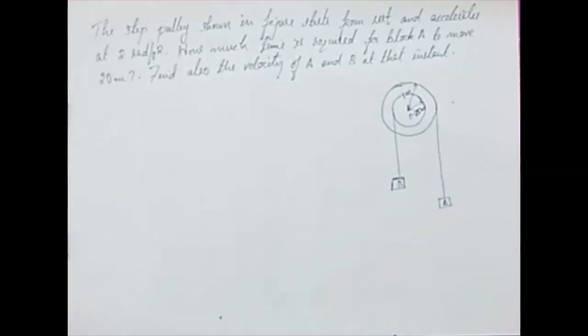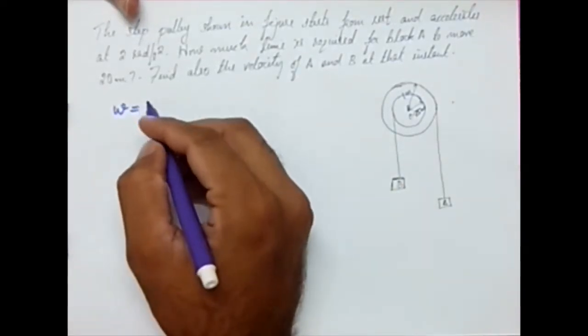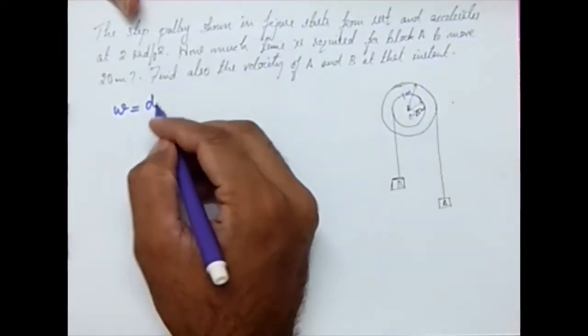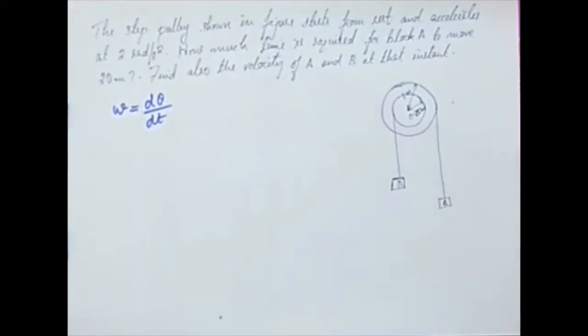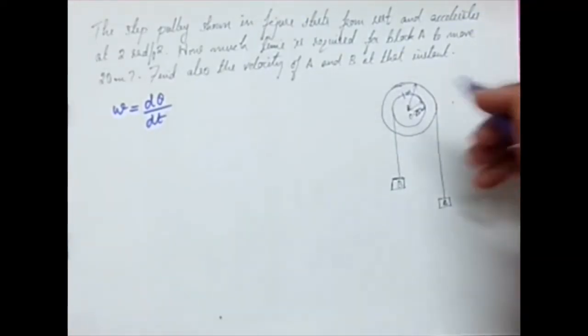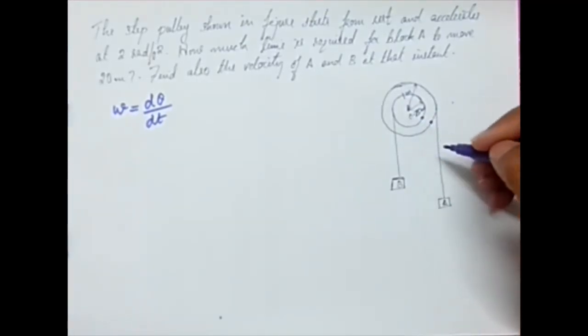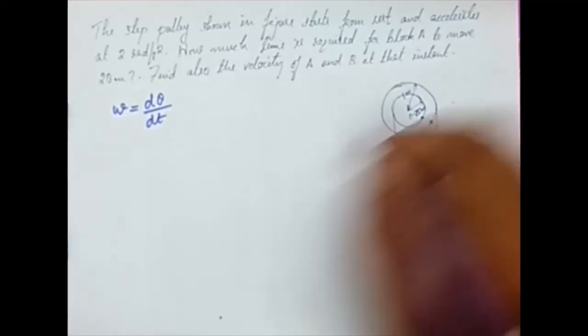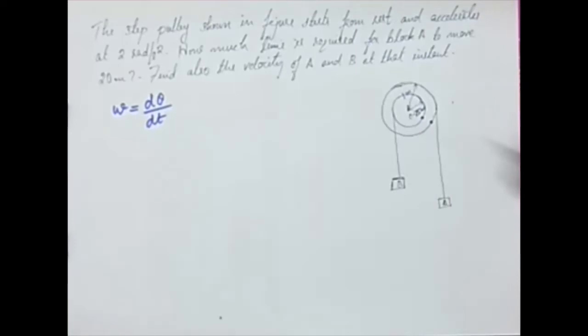And here you need to have one more concept, the very basic concept of angular velocity. What is angular velocity? Angular velocity omega is d theta by dt, that is change in angular displacement. So if I'm considering a point here and a point here, what about the angular velocity? Will it be the same or different?